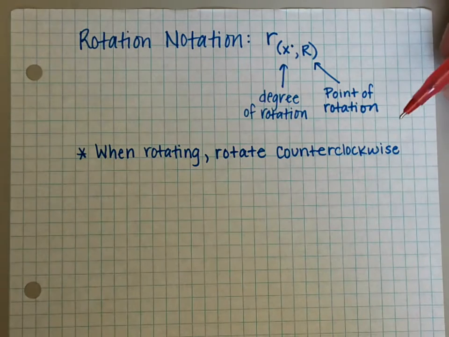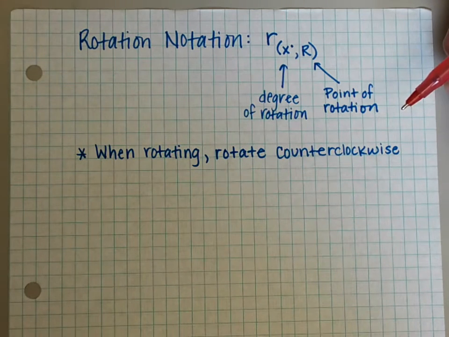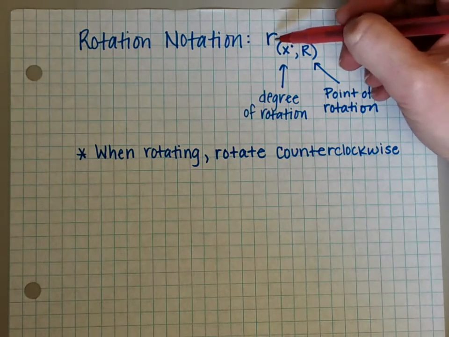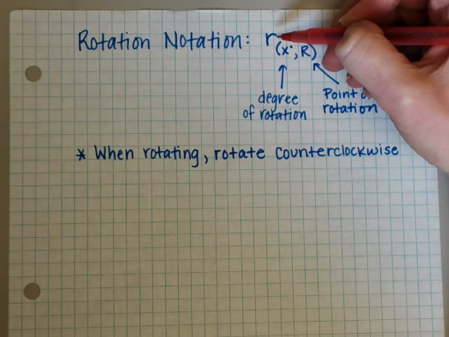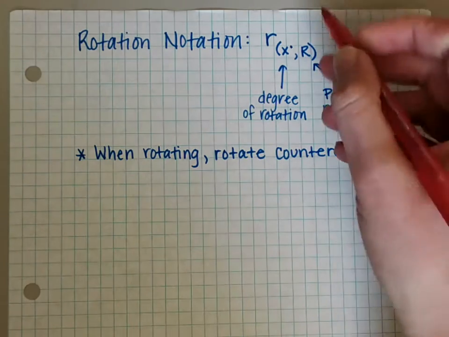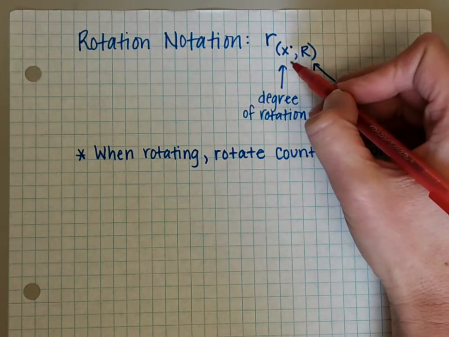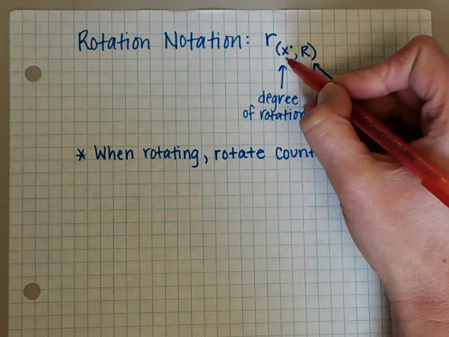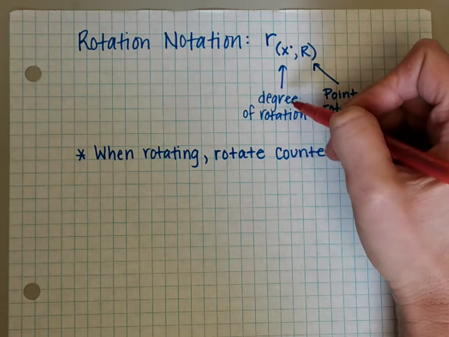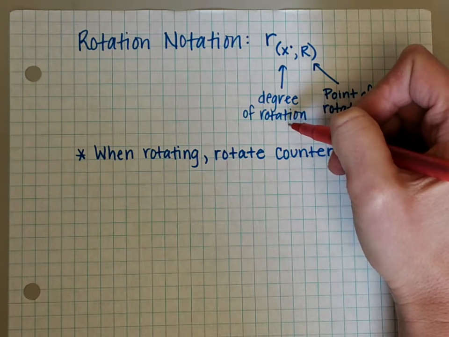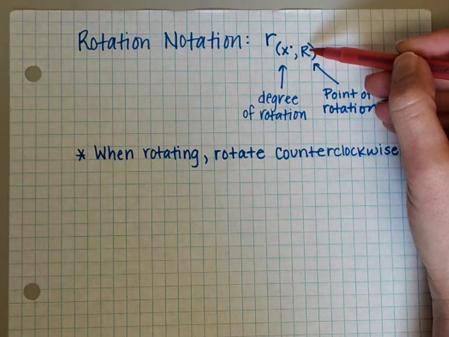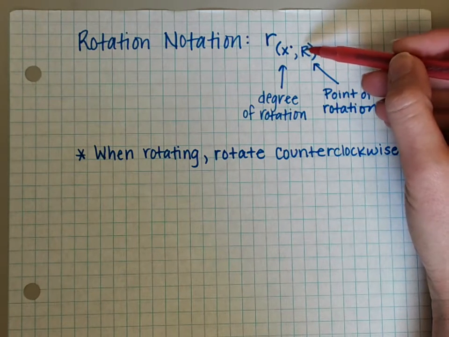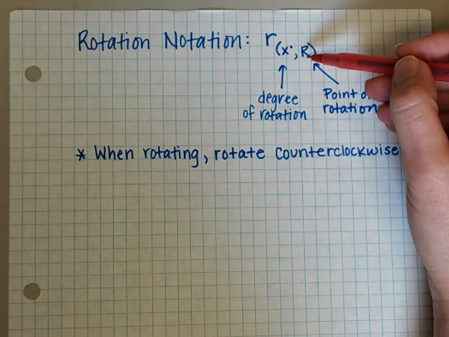We use a capital R for reflections, but with rotations we're going to use a lowercase r. So whenever you see a lowercase r, you're going to know that's rotations and not reflections. Then underneath the R in parentheses, you will see two things. The first number you see will be the degrees, and that's how far you rotate. The second thing you'll see, point of rotation. So most of the time it'll say O. That means you're going to rotate around the origin.